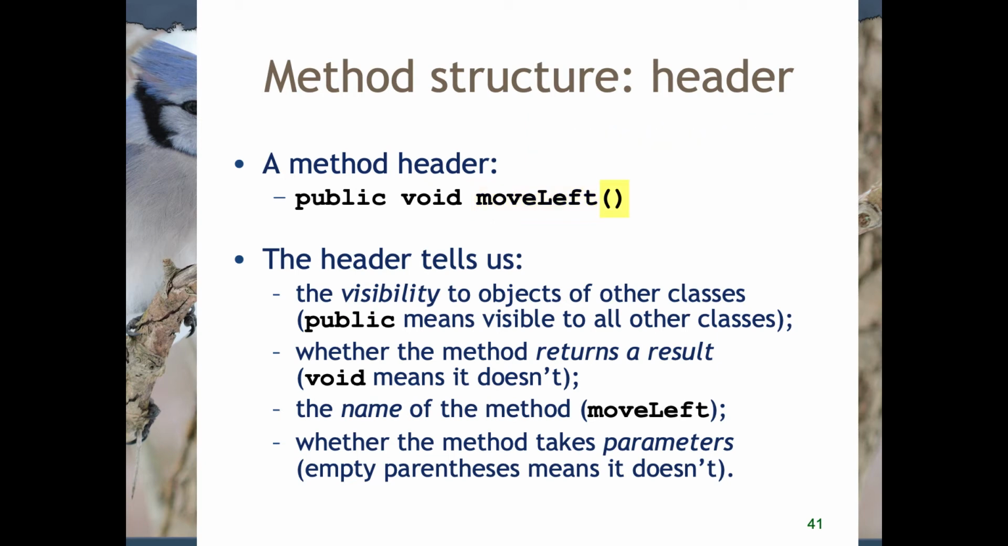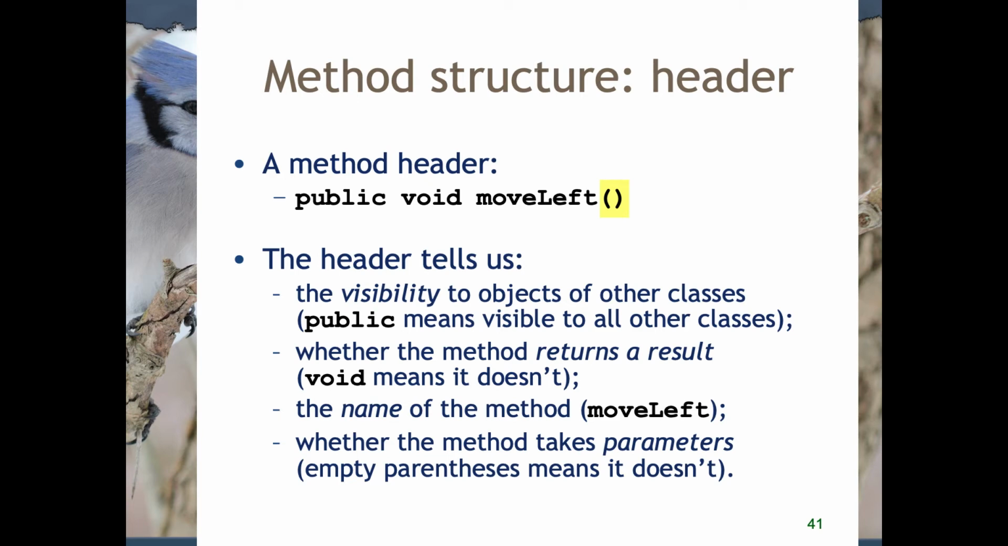And then immediately after the name of the method, we have a pair of parentheses. We always have to have a pair of parentheses, whether the method takes parameters or not. And in this case, because those parentheses are empty, we know that when the method is called, we don't have to pass any extra information in.